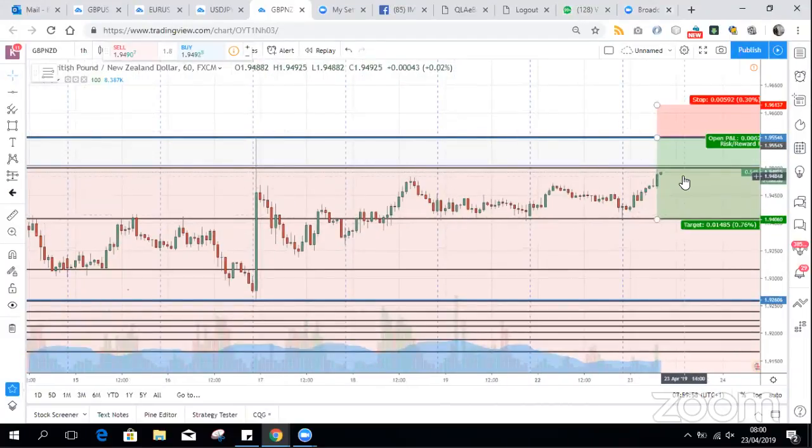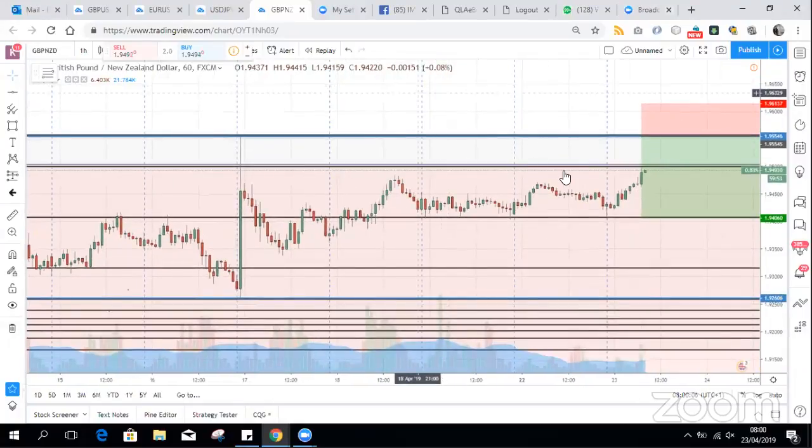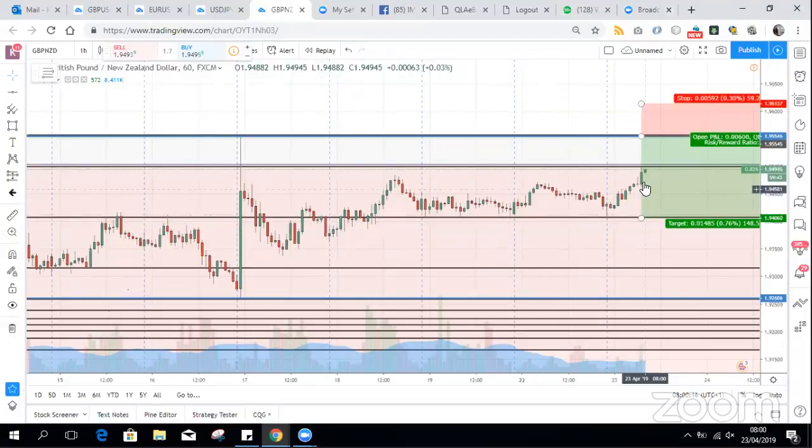If it happens in London, fine. If it happens in New York, better. Now, if for some reason we came and we had a double bottom in this region, then yes, we would have had a buy. So it's either or.